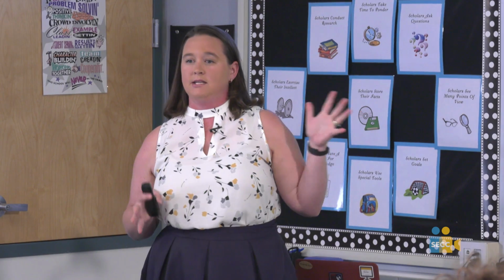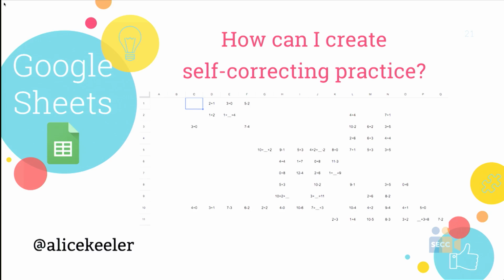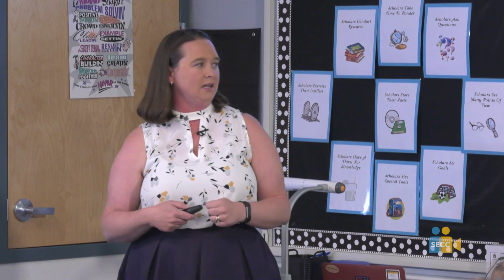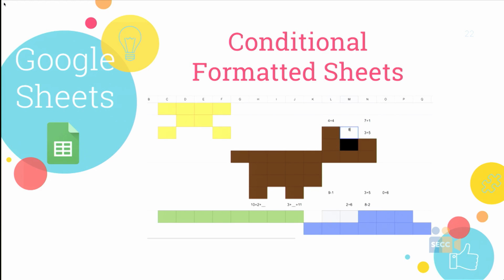So I took a Google Sheet. I didn't make this Google Sheet. Alice Keeler says the answer to all problems is always a spreadsheet. Spreadsheets are going to help us with college and career skills, how to navigate within a spreadsheet. It's an important life skill. So I took her conditionally formatted spreadsheet. I added in some addition and subtraction facts that they had been practicing in class. The students then click on the box, and as they input the answer, the conditional formatting changes the color of it.